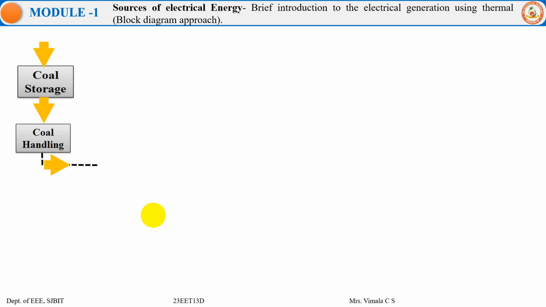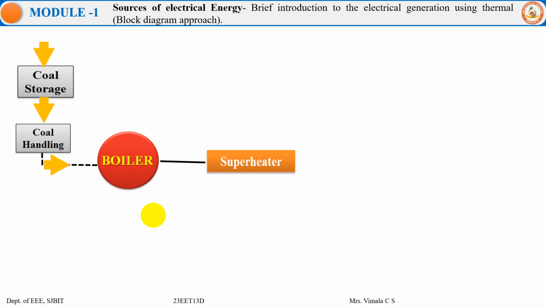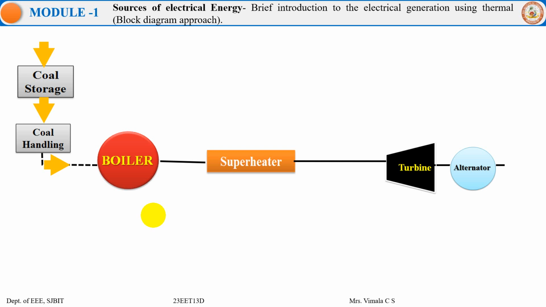So coal storage, then coal handling, then it is given to the boiler where it is burnt, and the heat is given to the boiler, where the boiler produces steam which has to be maintained at a particular pressure, which is given to the superheaters, and then given to the turbine, where the turbine rotates at a particular steam pressure, which in turn rotates the alternator rotor shaft connected to the turbine, producing electricity. This is producing the electricity and giving it to the grid. So three phase generation is happening here in this approach.